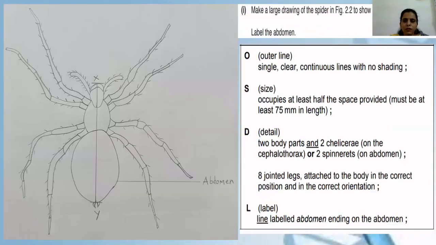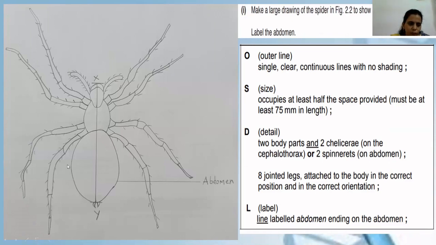The next question which was asked was, make a large drawing of the spider in figure 2.2 to show its outline including its legs. Label the abdomen. Here they have specified that you should label the abdomen. In the marking scheme for this question, these details were given: OSDL. O refers to the outline.